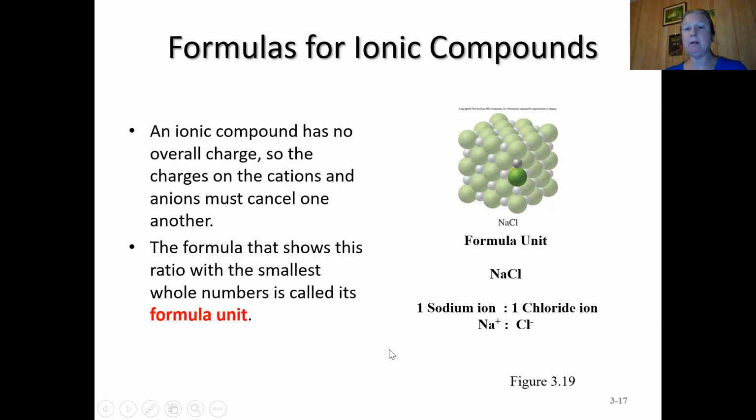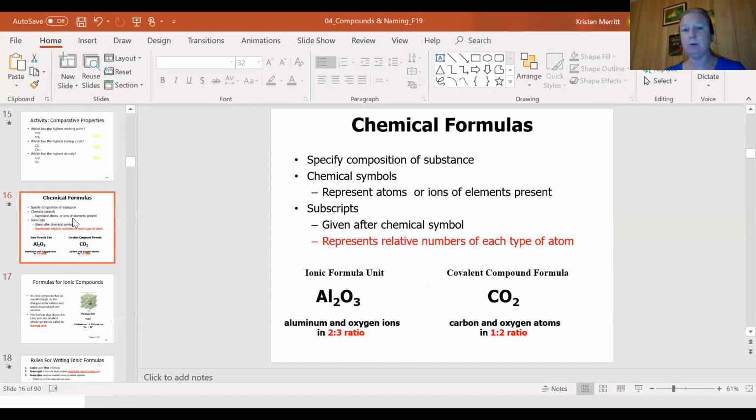And how do we know what subscripts to use? Your net charge has to be 0 for a formula unit. You have a positive coming together with a negative. The net charge has to be 0. So if I go back to the previous, aluminum oxide.